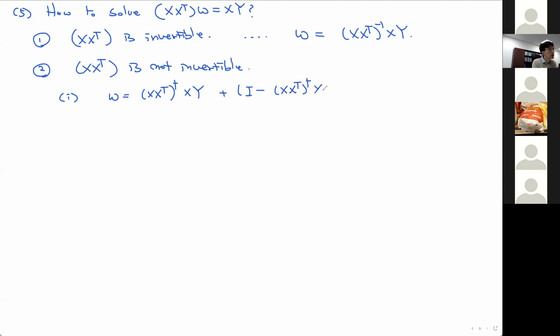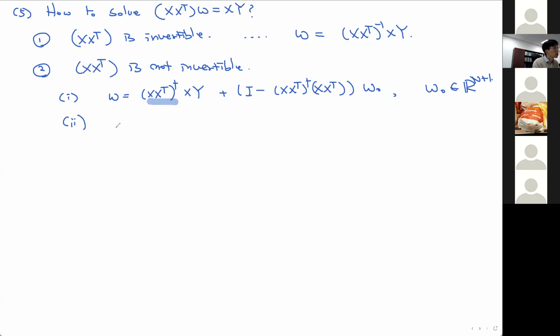X X transpose dagger XY plus the identity minus X X transpose dagger X X transpose W0, where W0 is any vector of size n+1. So this is the solution. Okay, and now what is the pseudo inverse here? Some of you already know, maybe not all of you know about this.